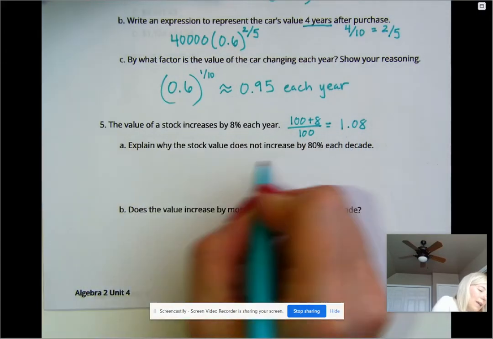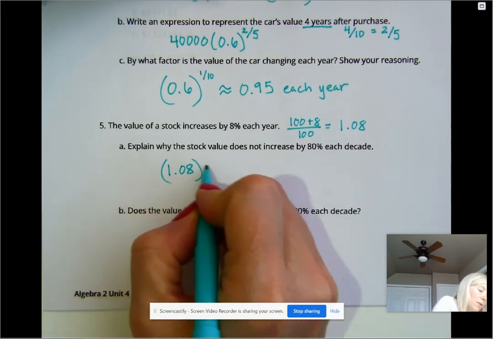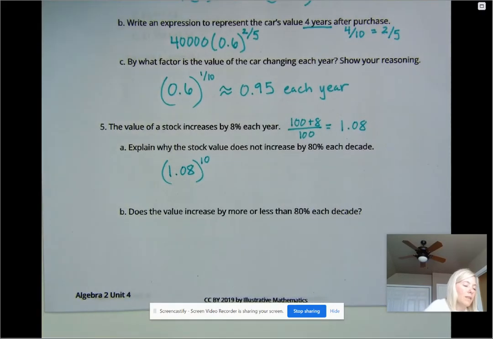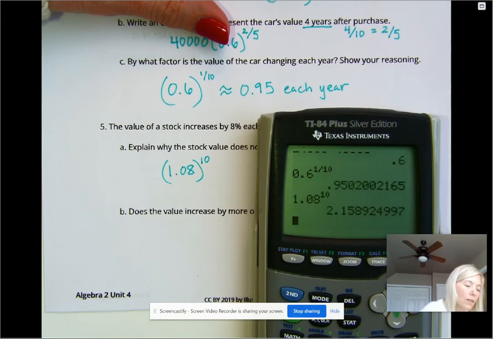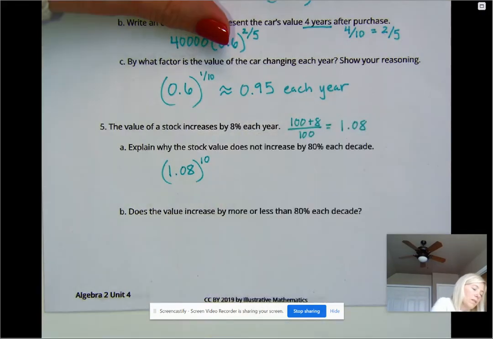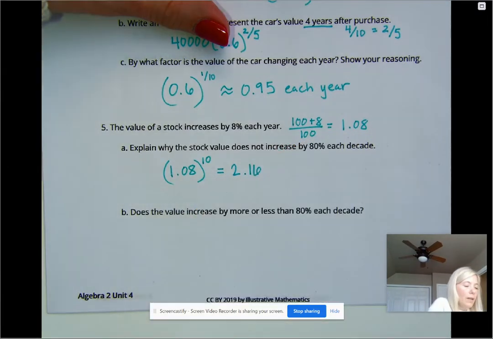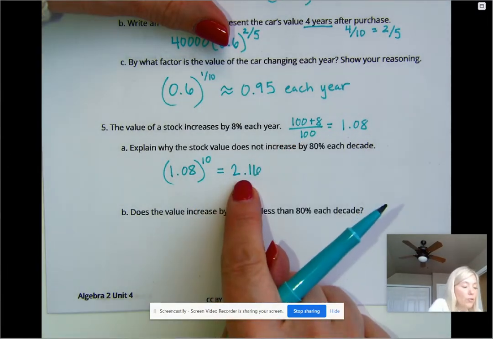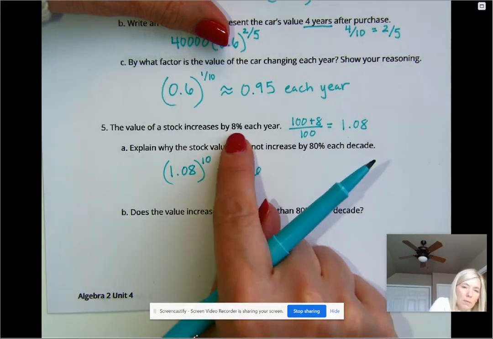And so in a decade, it happens 10 times. So I'd say 1.08 to the 10th. 1.08 to the 10th is about 2.16. Okay. And so then that's actually going to be like a 216% increase in the decade. All right. So it's 1.08 to the 10th, not 8% times 10.